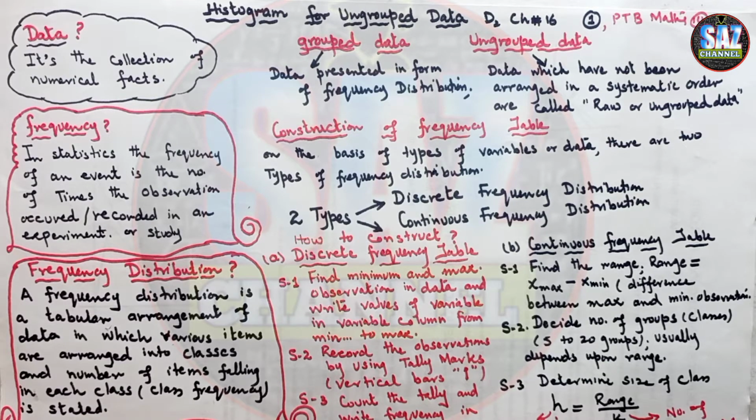This is my first introductory lesson about D2 chapter number 16, that is about the histogram for the grouped and ungrouped data. This lesson is equally important for D2 students and the Punjab textbook board students of class 10, unit 6 and students of O-level examination, those who have to go for their CIE exam.